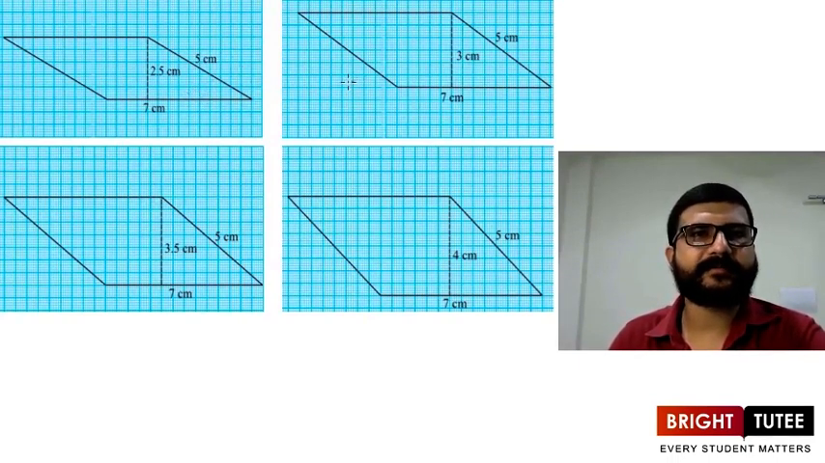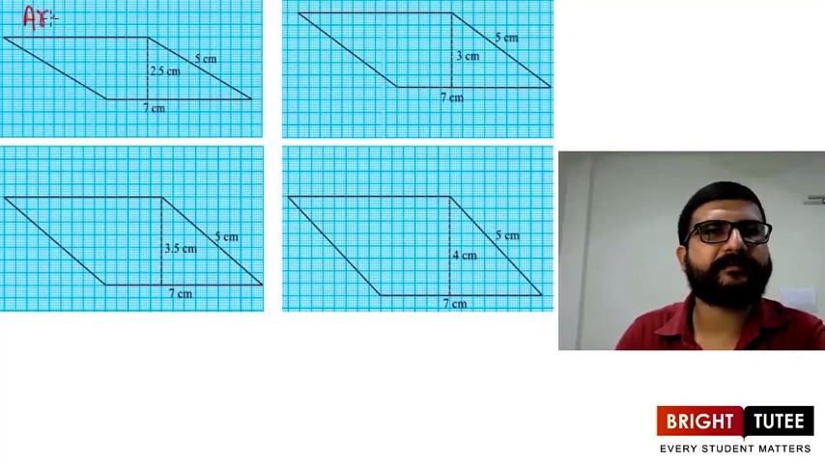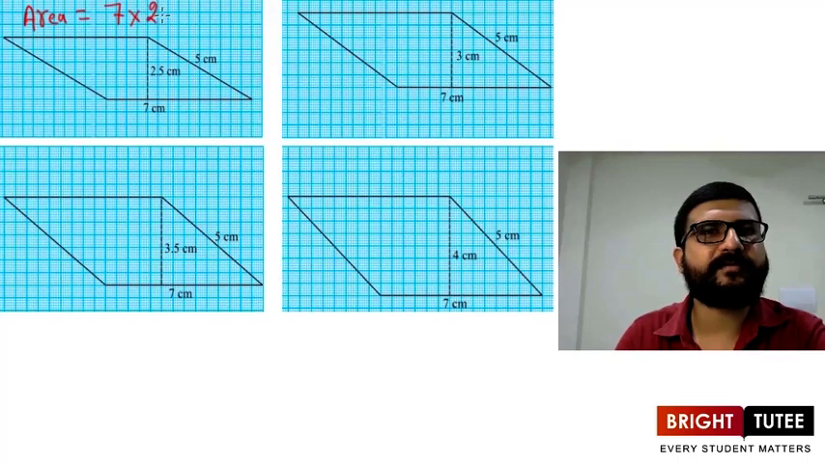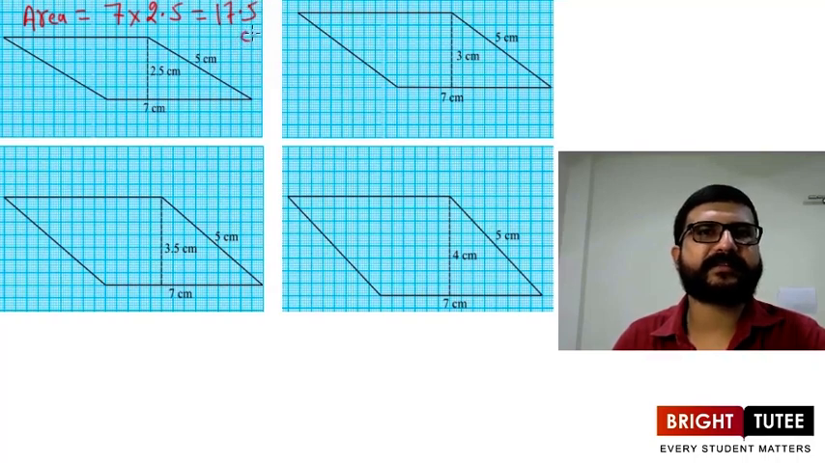Now let's consider these parallelograms and let's try to find their area and perimeter. So for the first parallelogram, what will be the area? As we know, area is base into height. So here base is 7 and height is 2.5. So it will be 7 into 2.5, and this will be equal to 17.5 square centimeters. So this is the area of the first parallelogram.